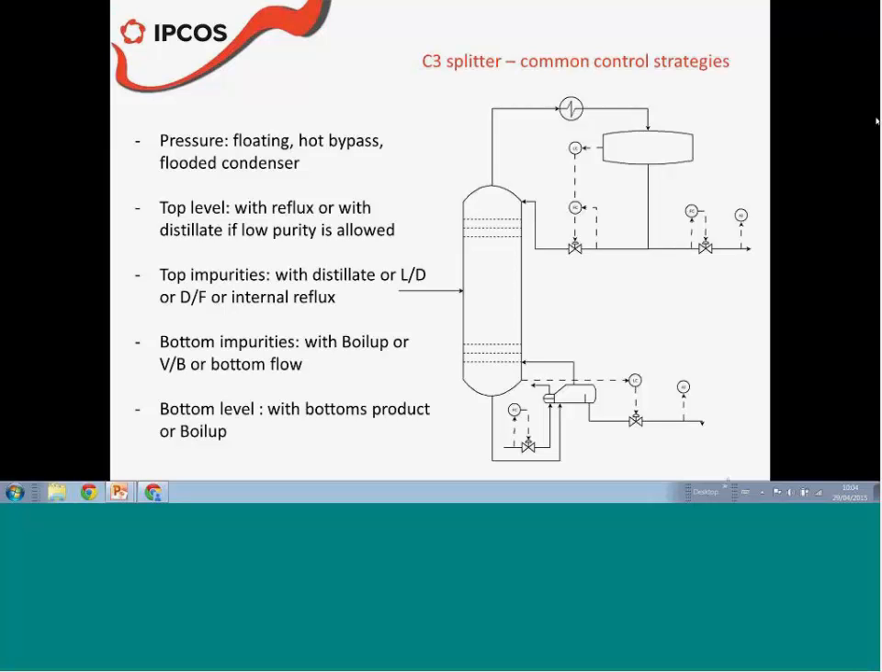On the bottom, the impurities can be controlled with the boil-up, with the boil-up ratio, or even with the bottom flow if you, for example, have, as we're just saying in the next topic, the bottom level being controlled by the boil-up. If the bottom level is being controlled by the boil-up, you can actually control the bottom impurities with the bottom flow. But you can also have the option of, if you have enough flow, to control the bottom's level just with the bottom product flow.